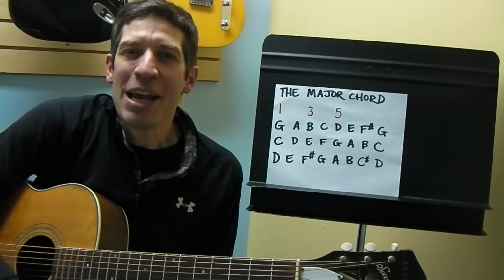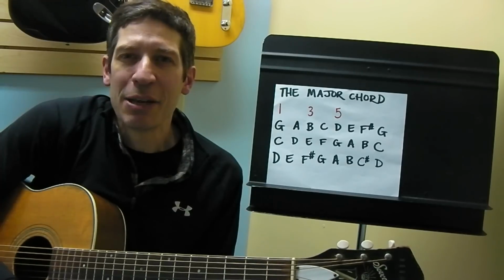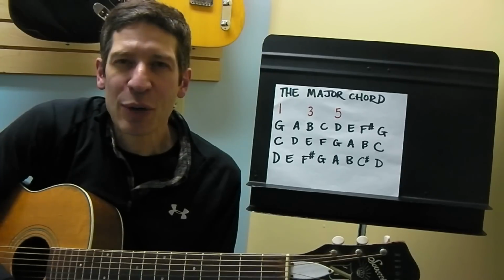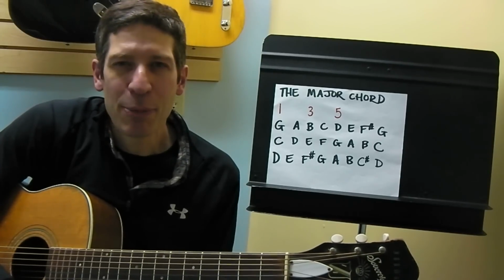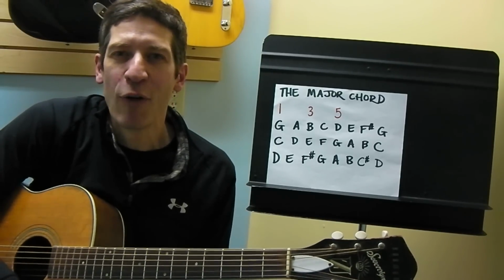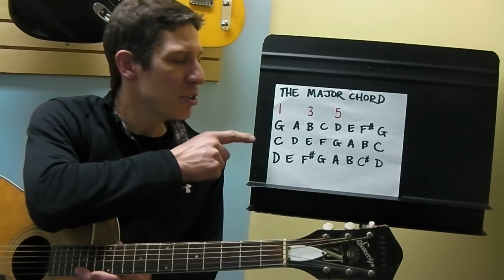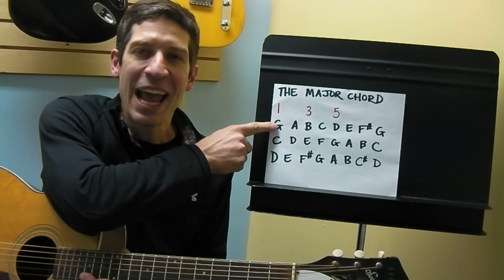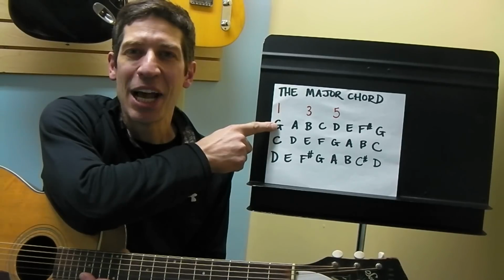Now, major chords are directly related to major scales. If you understand major scales, it's pretty clear where major chords come from. It's a simple formula. Here's how it works. The formula is, we take a major scale, in this case I wrote out the G major scale: G, A, B, C, D, E, F sharp, G.